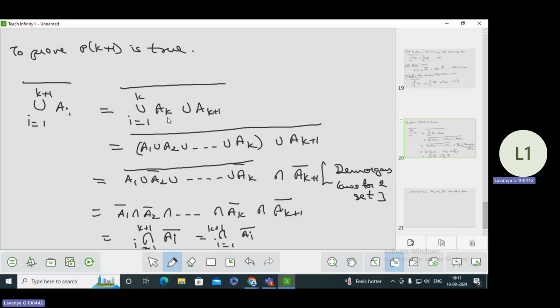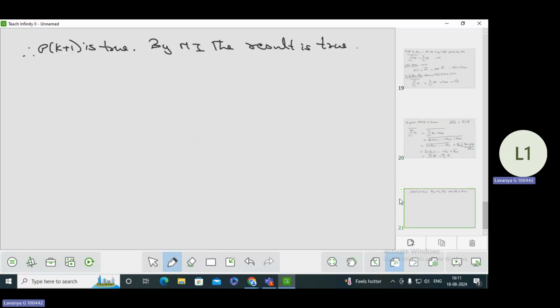For that, you can apply De Morgan's law. What is De Morgan's law telling you? It is telling me that A union B whole complement is A complement intersection B complement. So we apply A union B whole complement equal to A complement intersection B complement. Keep applying this over and over again, and we end up with the required result.